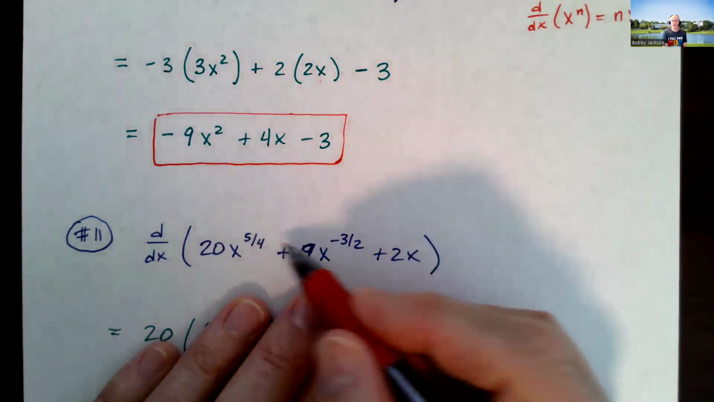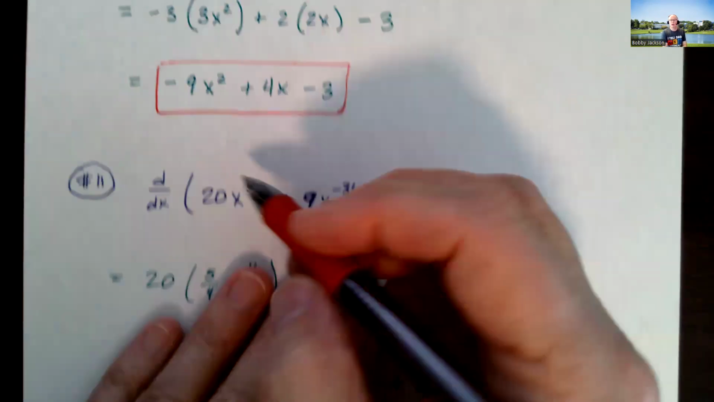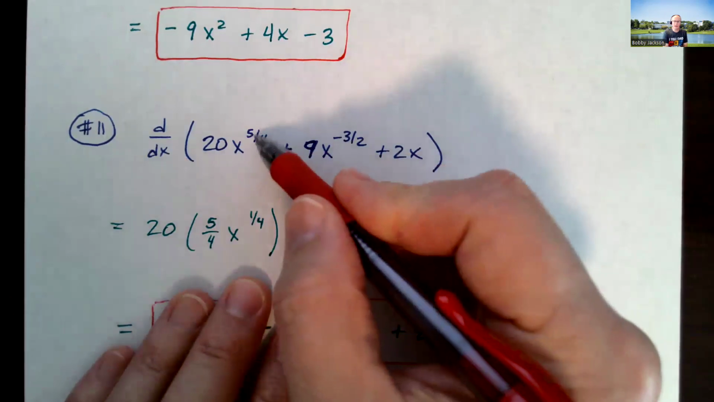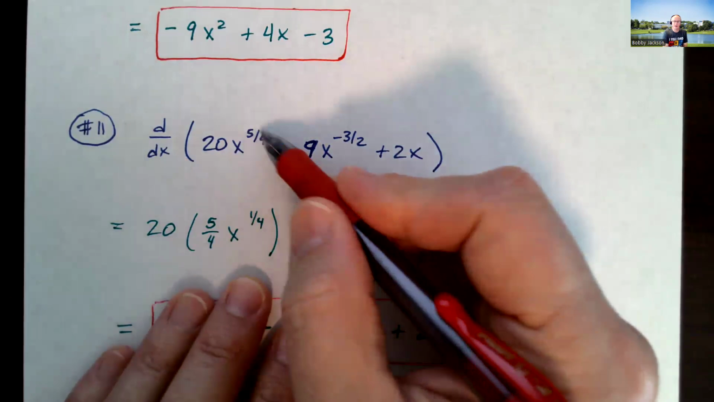Now, this is a derivative using the same rules, although this is not a polynomial function because it has fractional negative exponents, right? But it's going to work the same way. So I'm going to pull the 20 out. This is number 11, by the way. And the power is 5/4. I bring 5/4 down, subtracting 1 from 5/4.